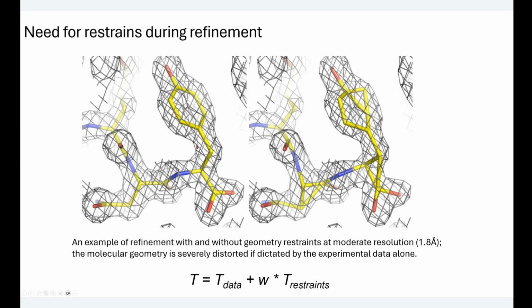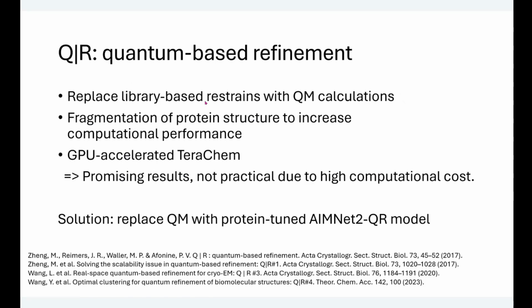And on this picture you can see two cases, the same fragment refined with and without restraints. Without restraints, of course, the phenyl ring, the benzene ring, would not be flat or even connected, just because there is not enough information here to conclude this is just a phenyl ring. But we know it's there, so we put this in the model. So the idea is called QR, quantum-based refinement. The publication is under review right now.